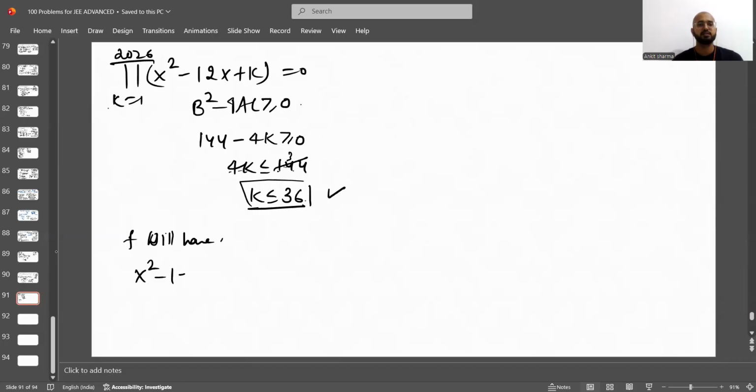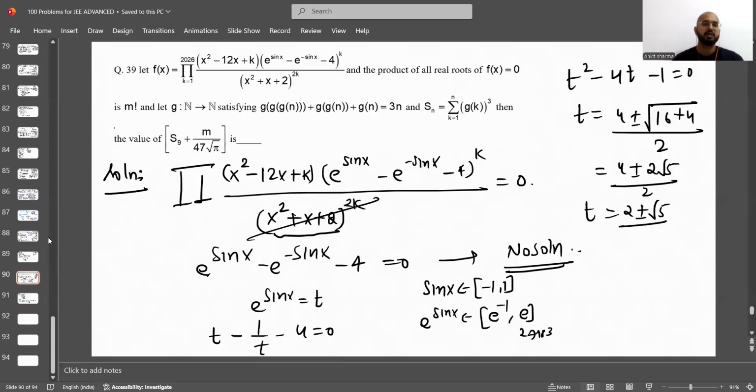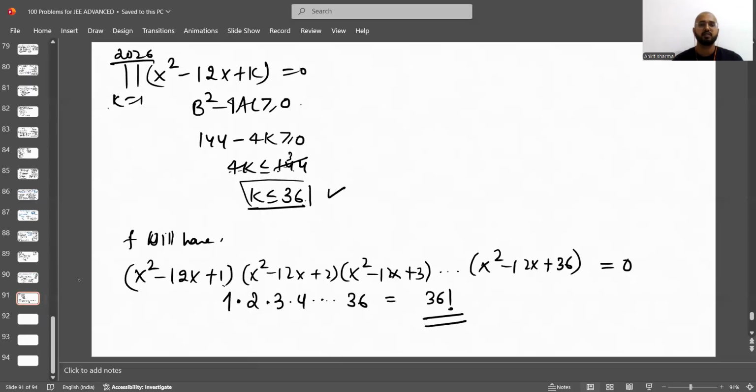So I'll be writing like this: x square minus 12x plus 1 into x square minus 12x plus 2 into x square minus 12x plus 3 and so on up to x square minus 12x plus 36, and the rest all of them will have complex roots, so they will go away. Now we want the product of all real roots. The product of all real roots here is 1 into 2 into 3 into 4 and so on up to 36, which is nothing but 36 factorial. So my m value is 36. Therefore m is equal to 36.